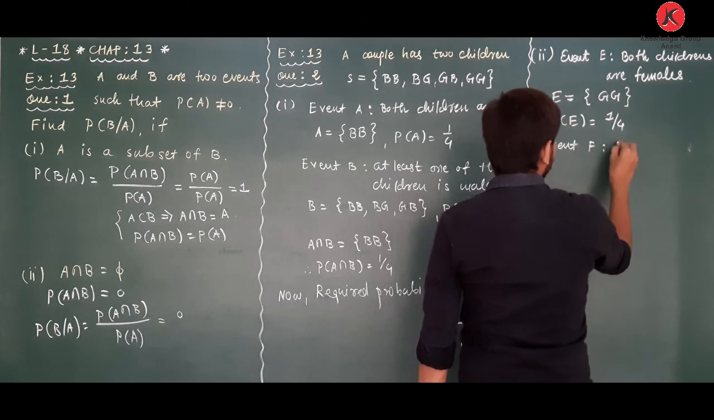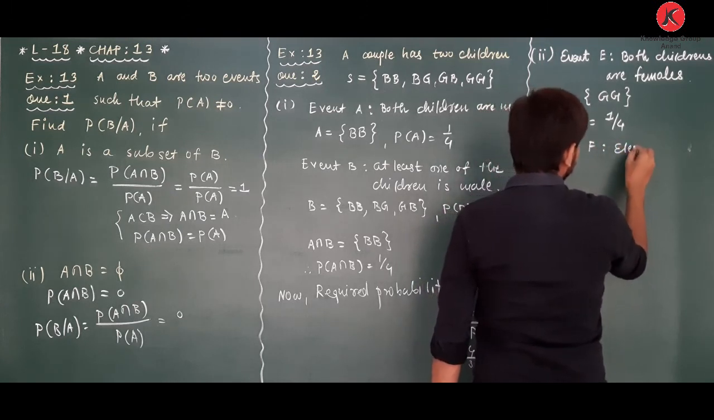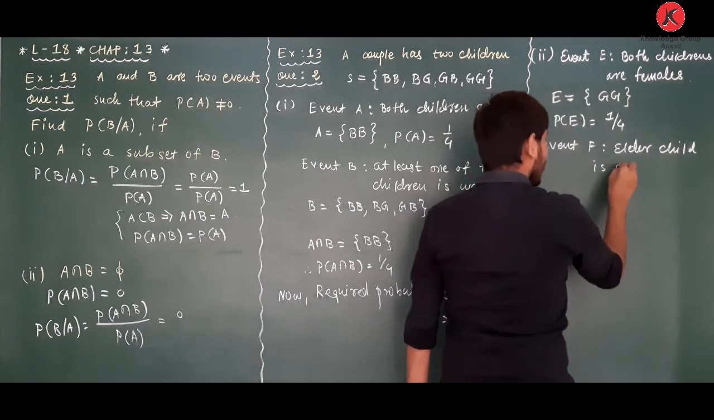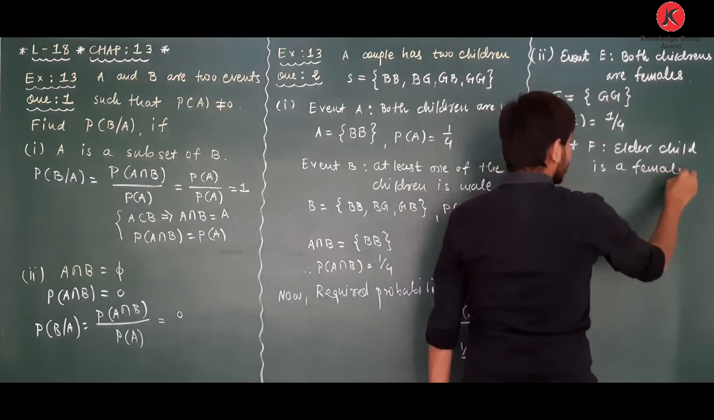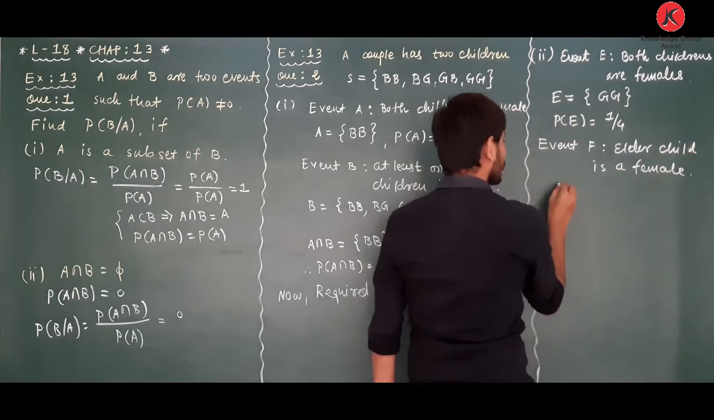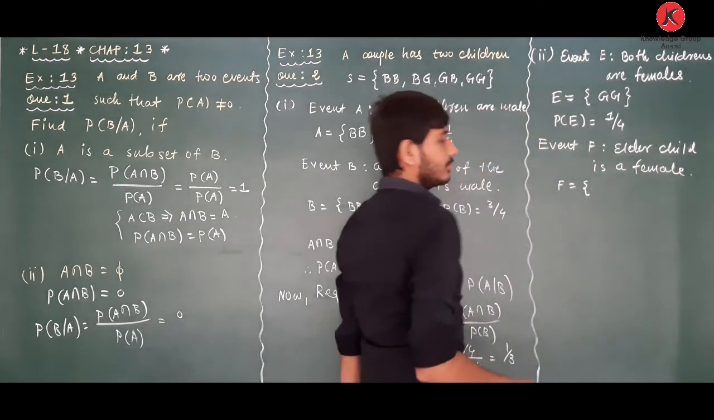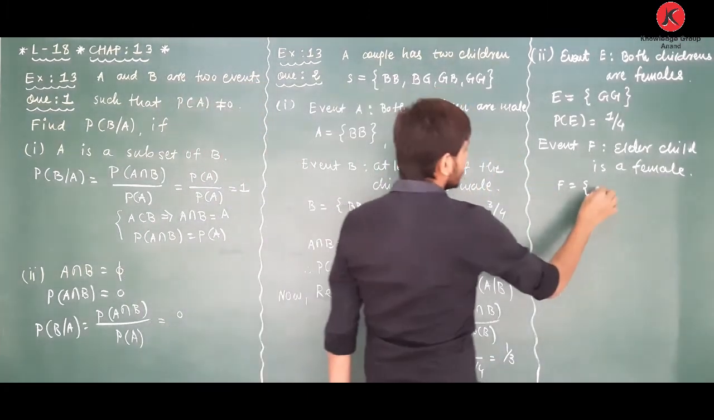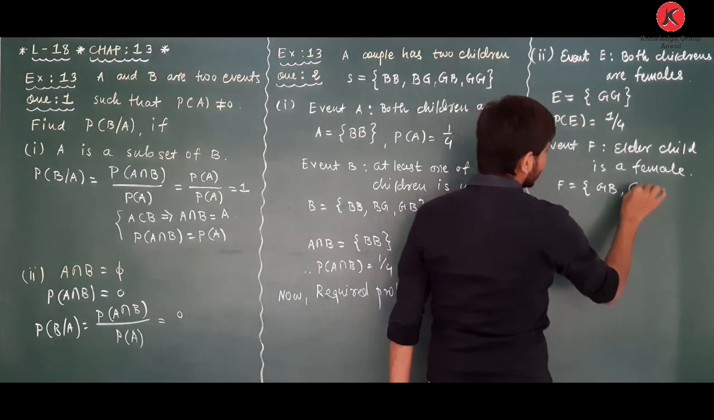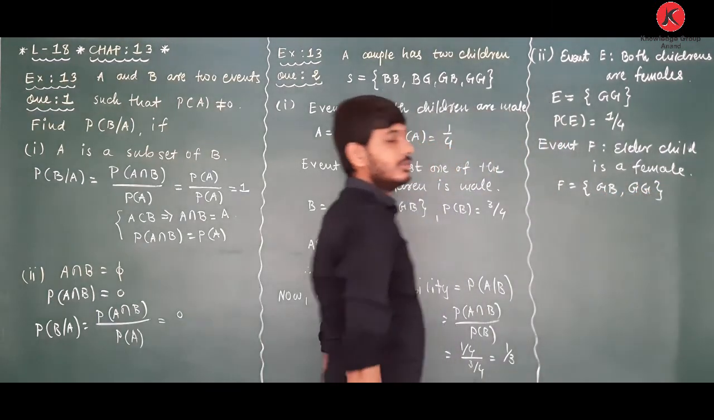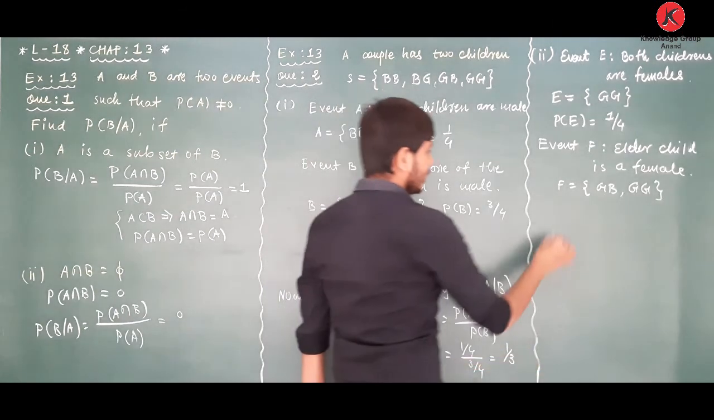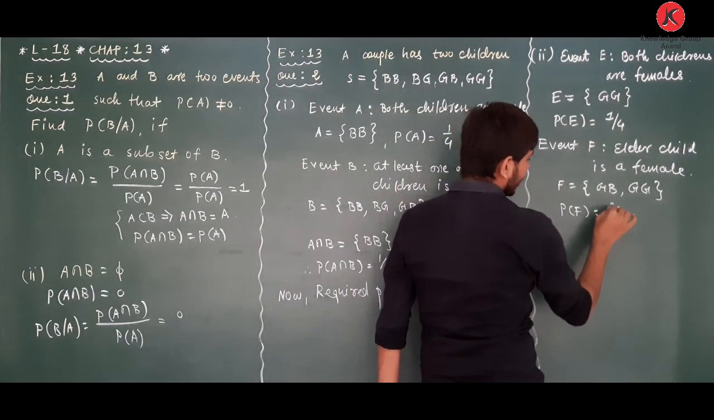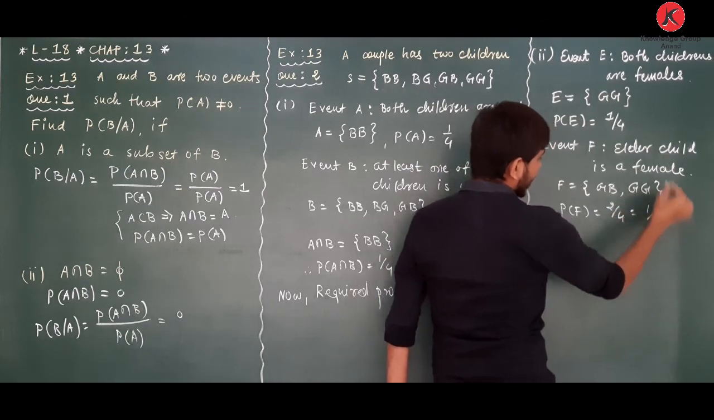So event F: the elder child is a female. Let's look at the outcomes if the elder child is a female. In the outcomes of F, the elder one is written first, so girl-boy and girl-girl are the favorable outcomes of this event, and the probability of F is equal to 2/4, which is equal to 1/2.